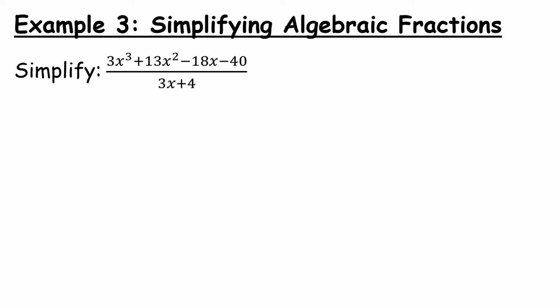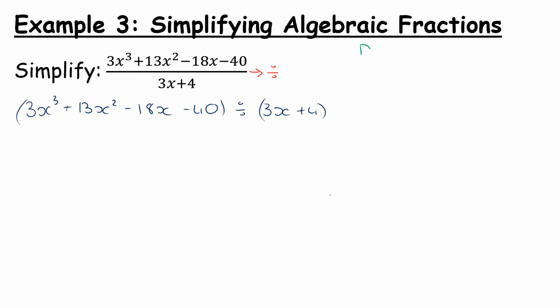So instead of trying to factorise it and then doing the simplifying, it is actually easier to read this as 3x cubed plus 13x squared minus 18x minus 40 divided by, so actually using this line here like a division sign, 3x plus 4. So actually what we're going to do is we're going to use 3x cubed plus 13x squared minus 18x minus 40 divided by 3x plus 4. So we're going to use this like a long division sum.